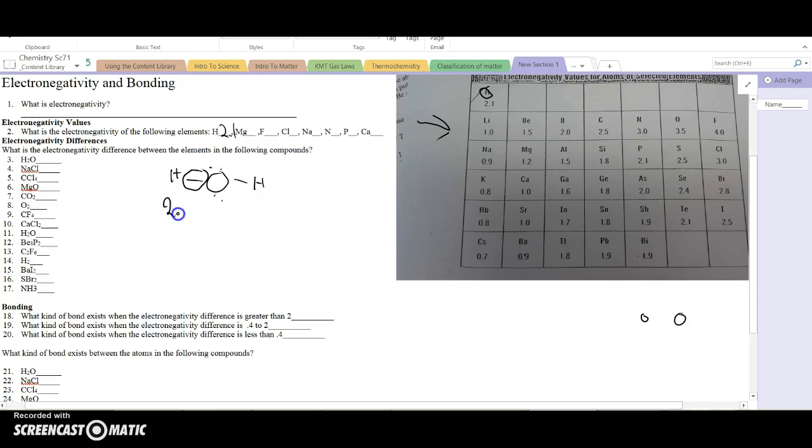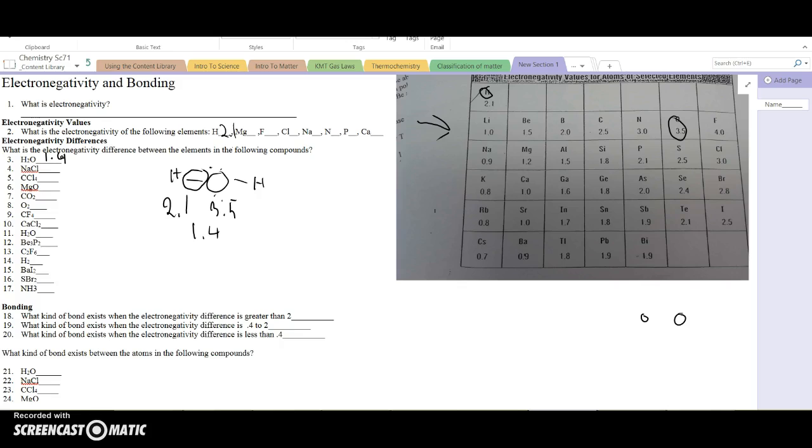So hydrogen has an electronegativity of 2.1. Oxygen has an electronegativity of 3.5. So their electronegativity difference, I'm just going to subtract, is 1.4. So that's the electronegativity difference between hydrogen and oxygen in a water molecule.